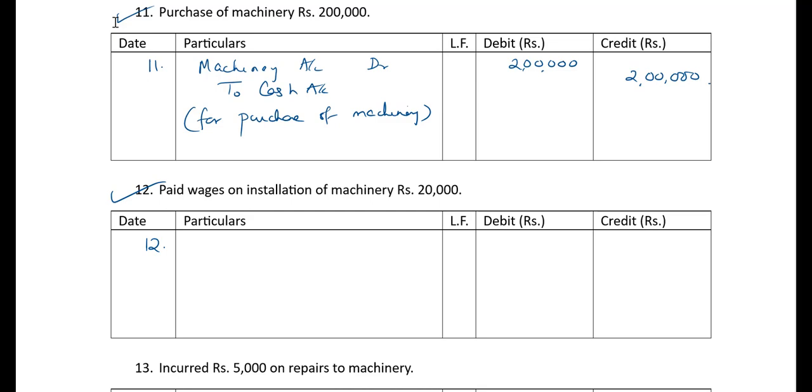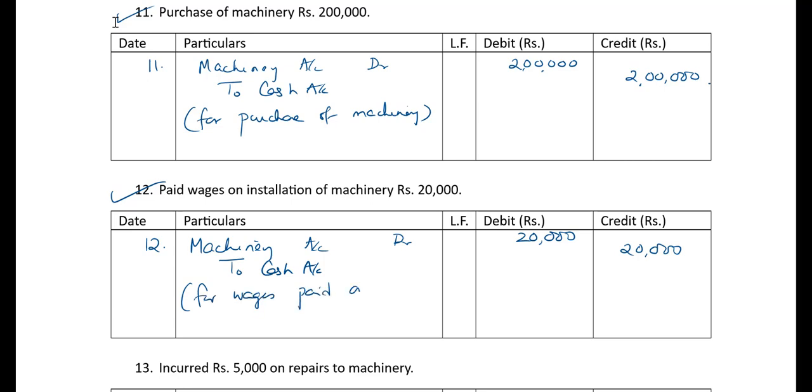Twelfth transaction, paid wages on installation of machinery rupees 20,000. Whenever any expense is incurred on installation of machinery, the same should be capitalized, which means it has to be added to the cost of the machinery. To do so, we debit machinery account again with 20,000 rupees and credit cash account with 20,000 rupees for wages paid on installation of machinery.